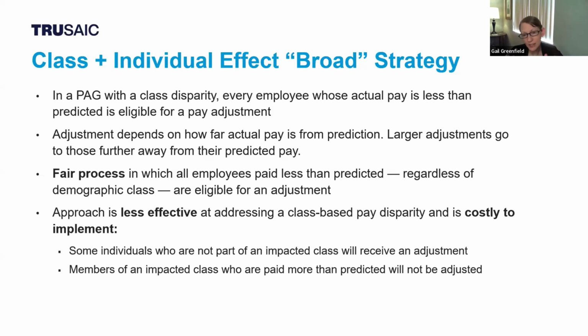Also, this strategy is pretty costly to implement because you're not only giving adjustments to members of an impacted class who are paid less than prediction, you're also giving adjustments to members of non-impacted classes who are paid less than prediction. So it tends to be a pretty costly approach to take.